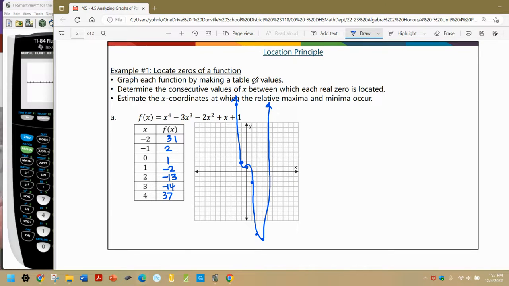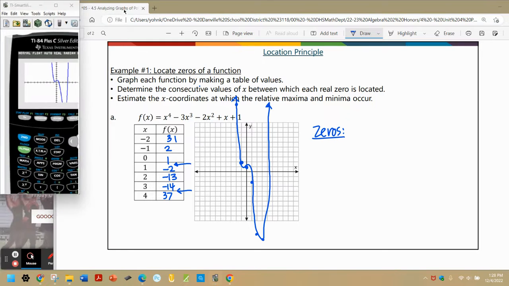Determine the consecutive values of x between which each real zero is located. So I need to find the zeros. All right, so if I look in the table, I look at my y values: positive, positive, positive, negative. Ooh, that means that there is a 0 in between here. And then I'm negative, negative, negative, positive. Ooh, that means that there's a 0 in here.